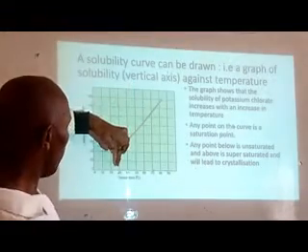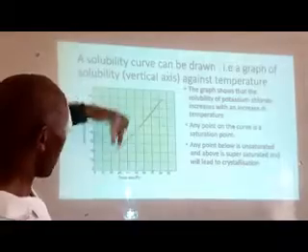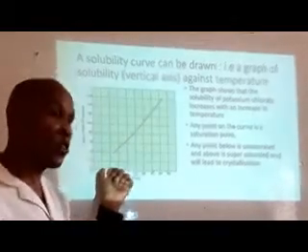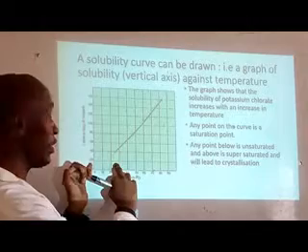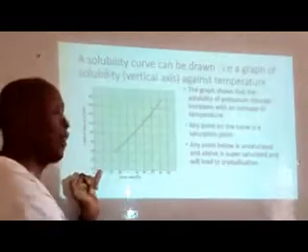But any point below the curve is a point of unsaturation. You can add more. If it contains 20, at 25 you can add more.